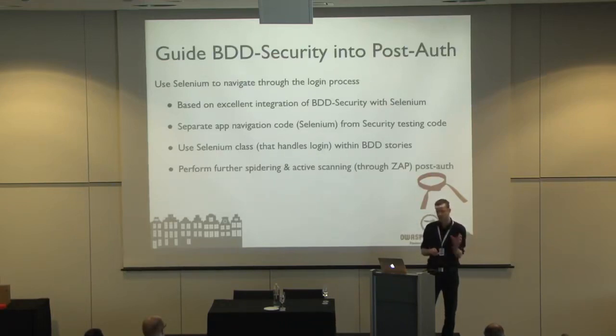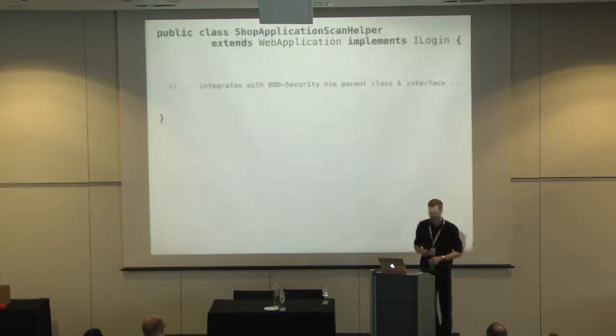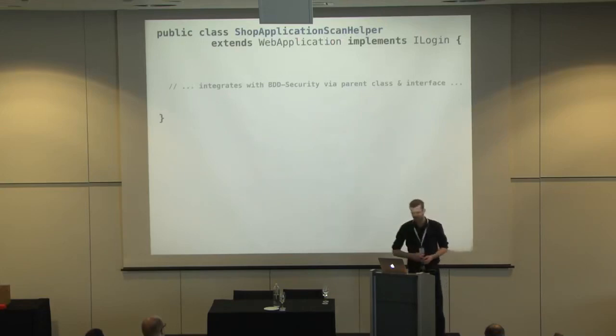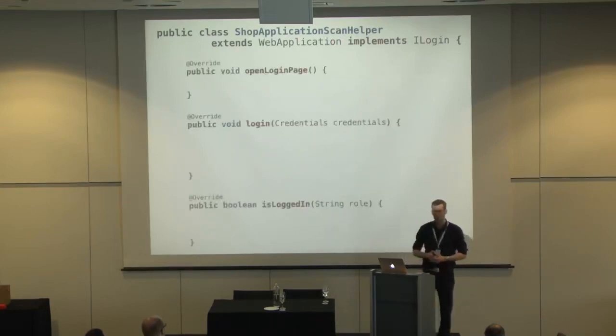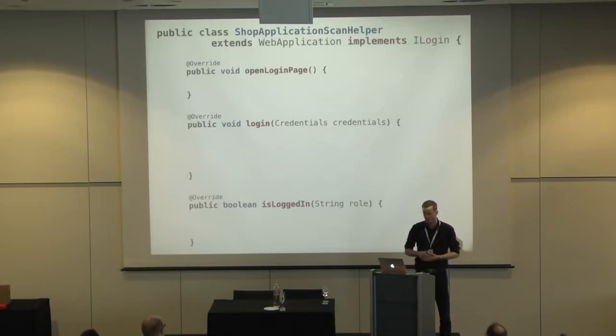And you can then use this Selenium class in the BDD stories that you define to be run when this BDD security framework is executed during your build. So basically, you're extending a BDD security class, web application, and implementing an interface named iLogin that forces you to override three methods: the open login page method, the login method, and the isLoggedIn method that simply returns a Boolean, being the logged in indicator checked whether you're logged in or not.